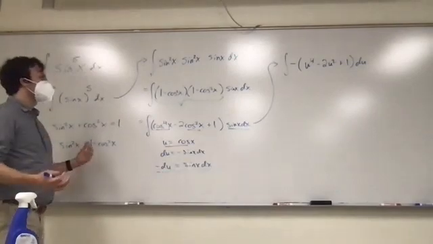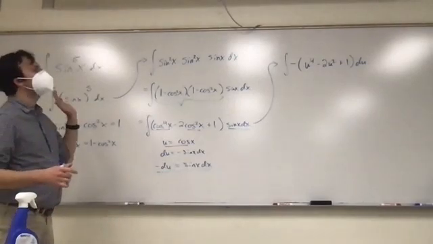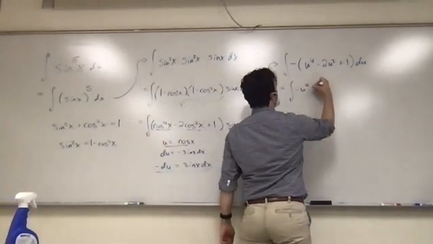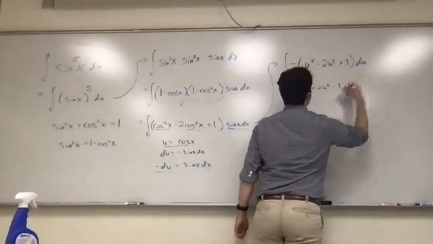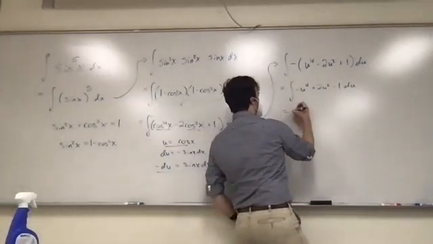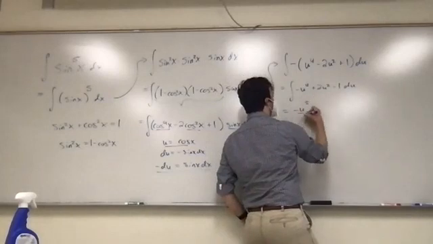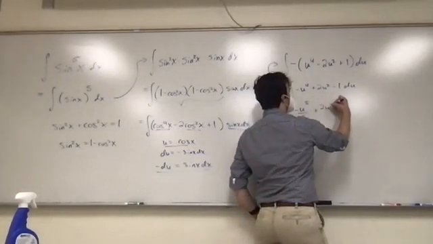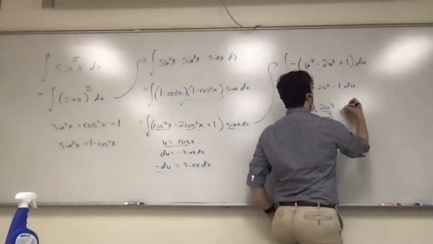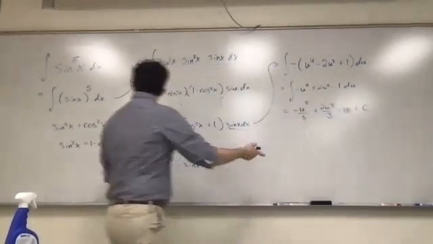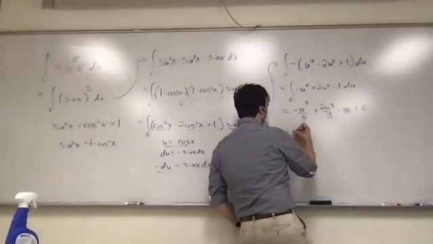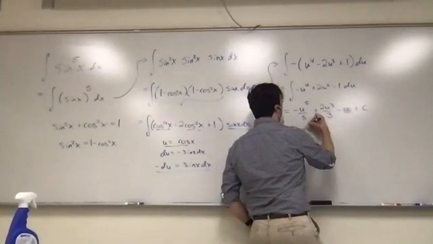So once we're here, then we can crank this out. The negative I'll distribute onto everything: negative u to the fourth plus 2u squared minus 1. This is now a polynomial, so everything's a power rule. We get negative u to the fifth over 5 plus 2u cubed over 3. The constant 1 picks up the variable u. And then u was cosine, so now we stick that in. So we get what's like a polynomial in cosine.